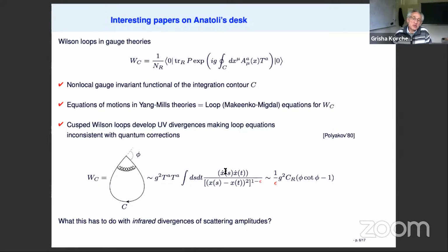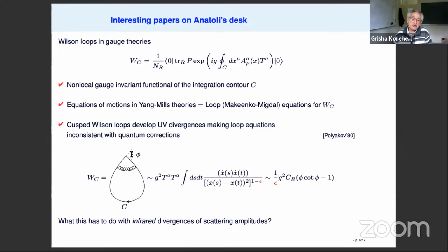The problem appears when the integration path has a cusp. For example, here you have a smooth path everywhere except a single point, where there is a cusp angle phi. If you compute the simple diagram with one gluon exchange around this cusp, you will find an integral like that. You could easily convince yourself this integral develops an ultraviolet divergence when both points approach the cusp point. And this divergence comes as a very special function of the angle, which is this one.